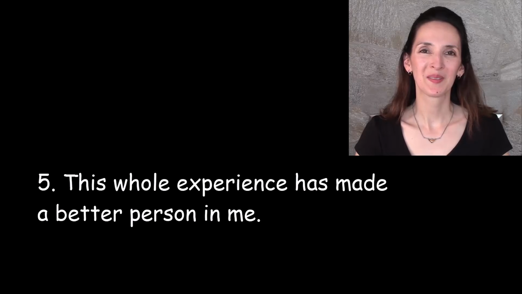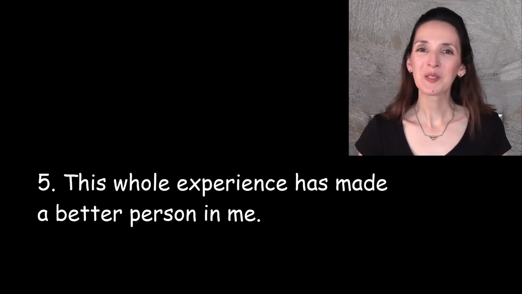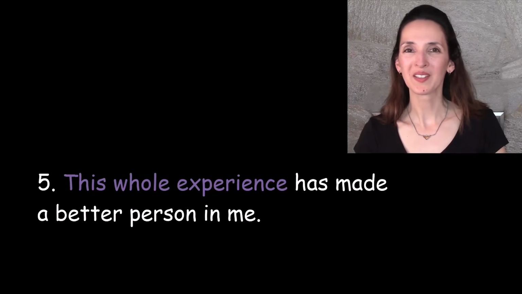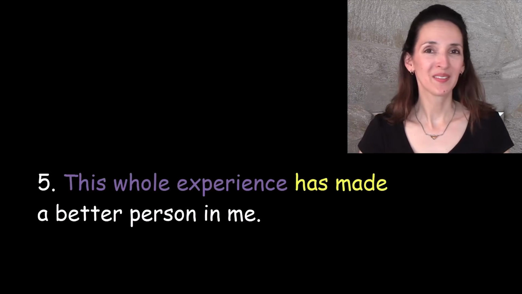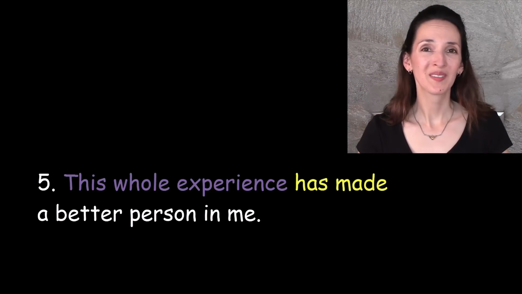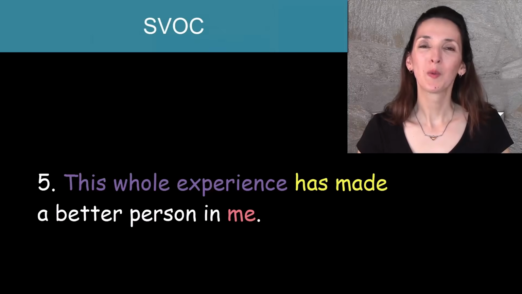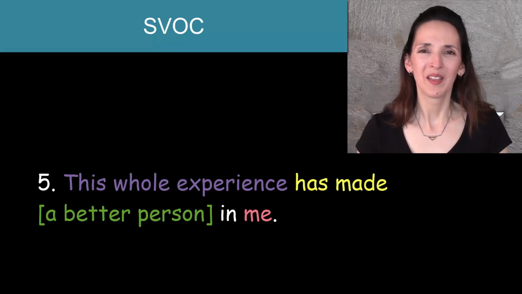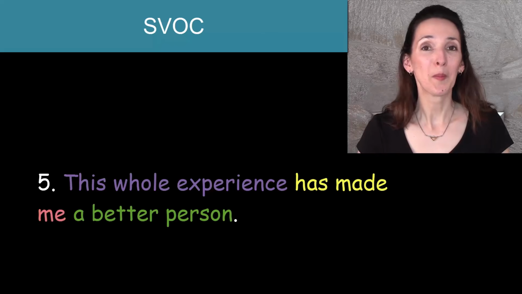Here's the fifth sentence. This one's more challenging. Can you figure out the relationship of all these parts? Identify the subject and the verb. This whole experience has made. Does the verb have an object? Me. Has made me what? We need a complement, an object complement. Subject, verb, object, and object complement. Has made me what? A better person.